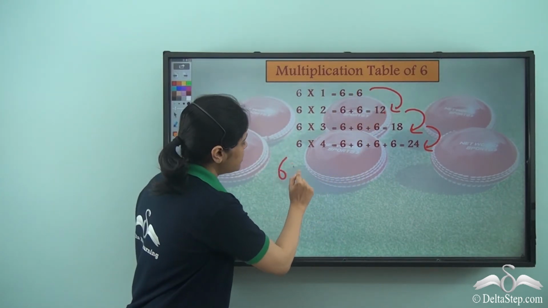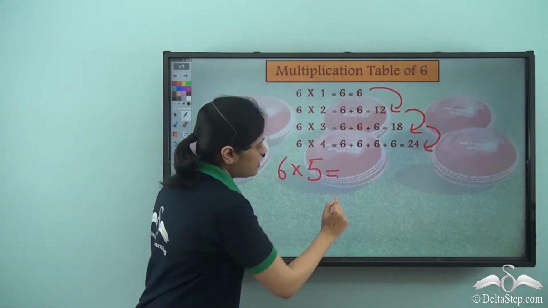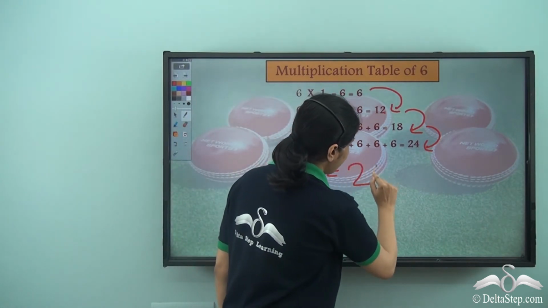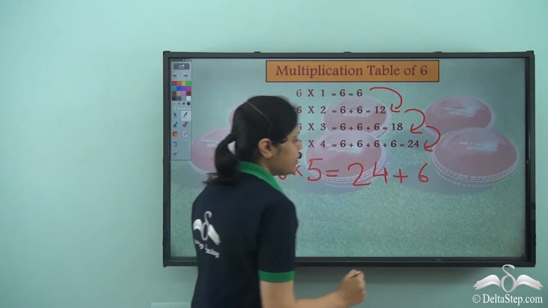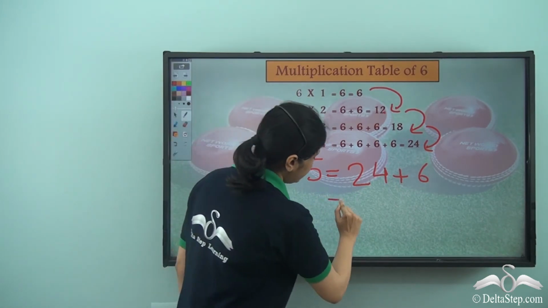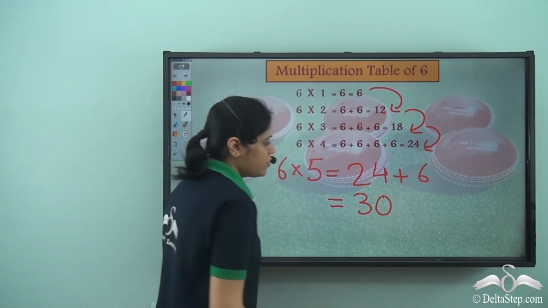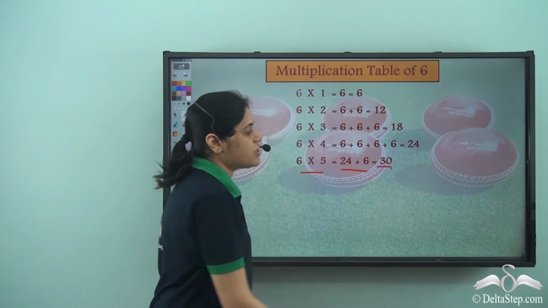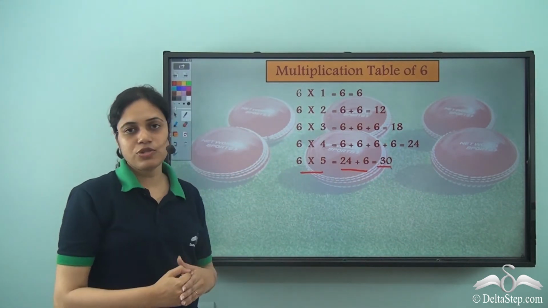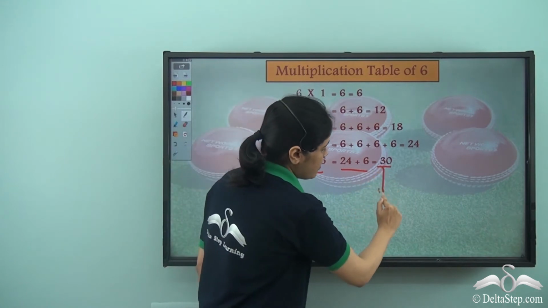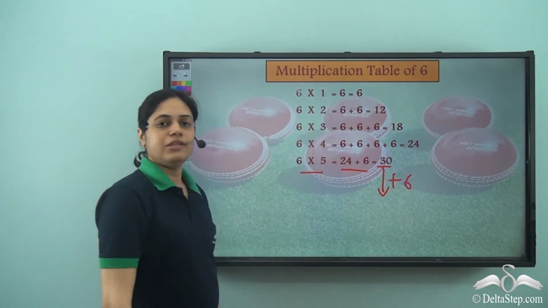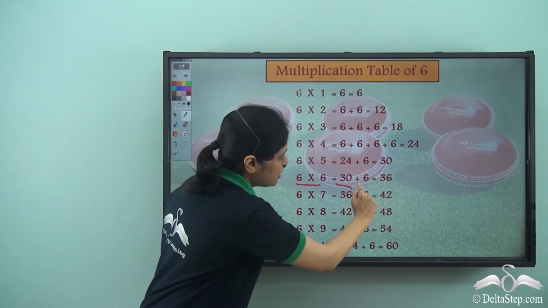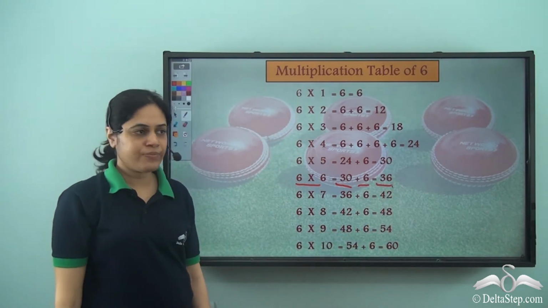So what will be 6 into 5? 6 into 5 will be 6 more than this number. That is 24 plus 6. What is 24 plus 6? 30. So 6 into 5 is 24 plus 6, which is 30. What will be 6 into 6? It will be 6 more than this number. That is 30 plus 6. So 6 into 6 is 30 plus 6, which is 36.